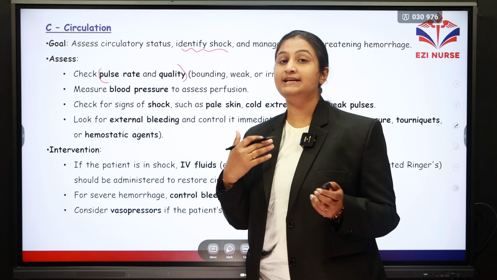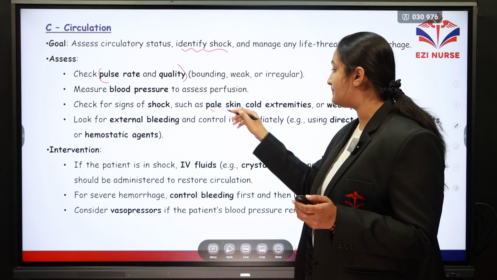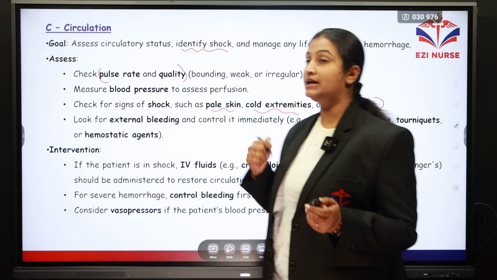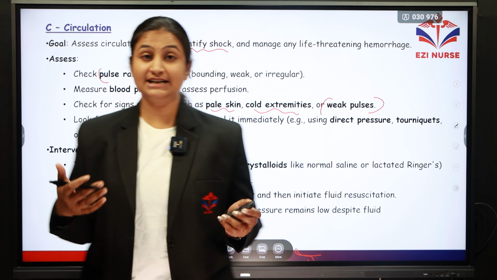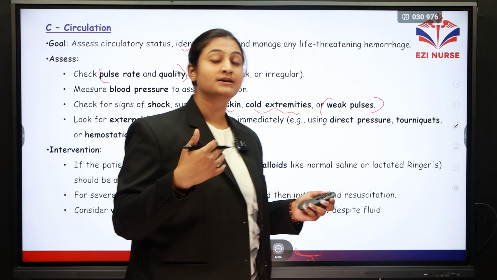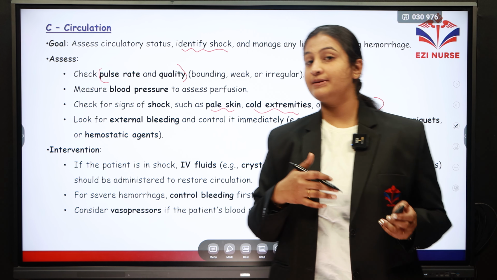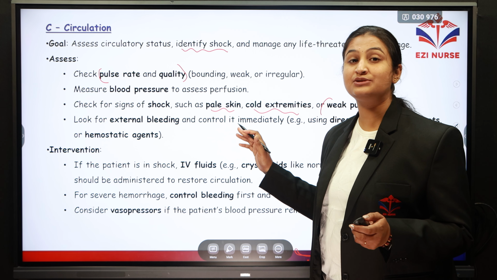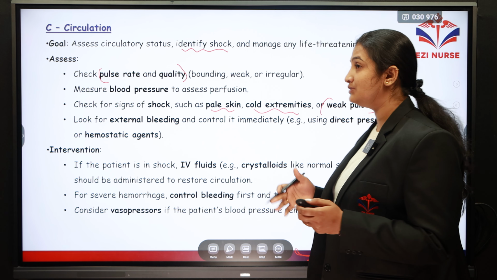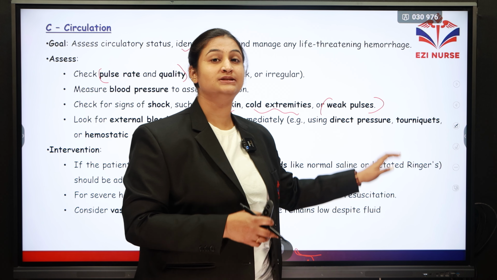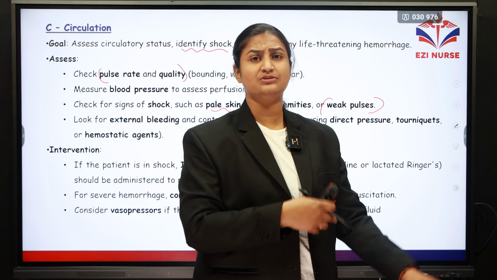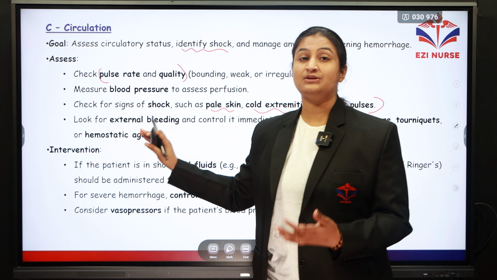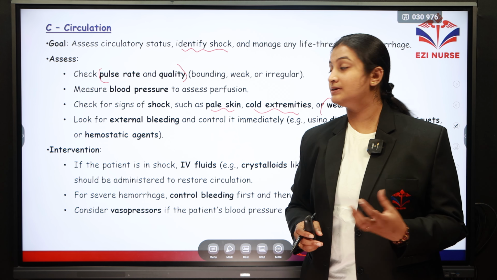Then check for any signs of shock, such as pale skin, cold extremities, or weak pulses. Then look for any external bleeding on the person. Are you able to see any external bleeding? We have to control it immediately, for example, using direct pressure or a tourniquet. These are the things you have to keep an eye on in circulation.